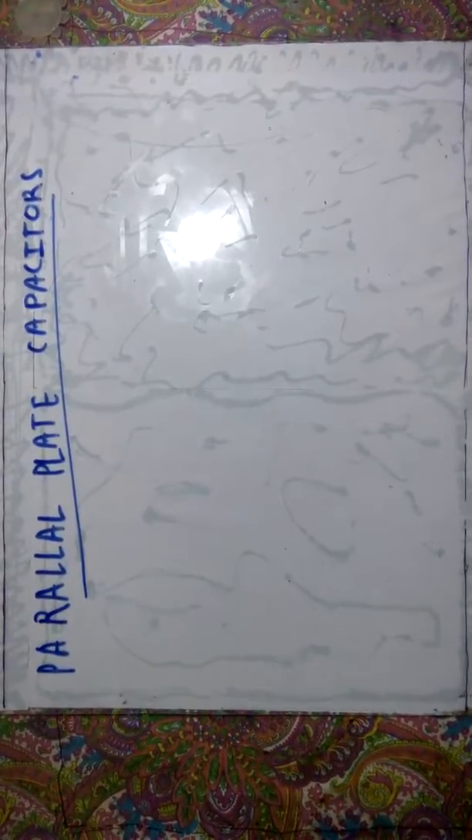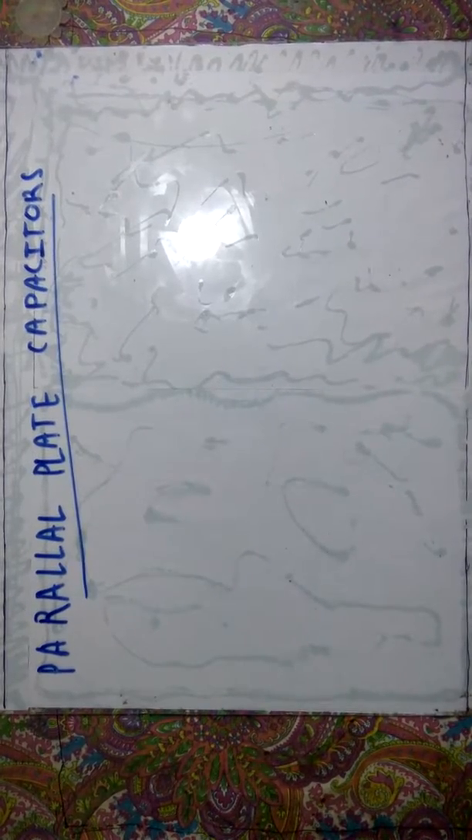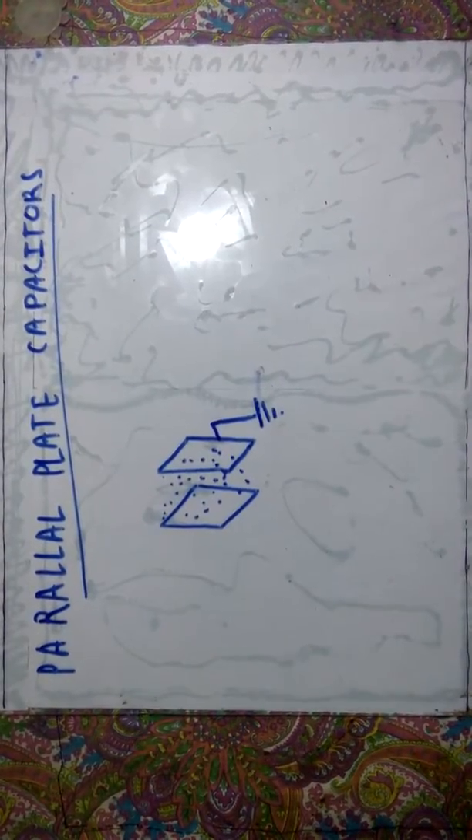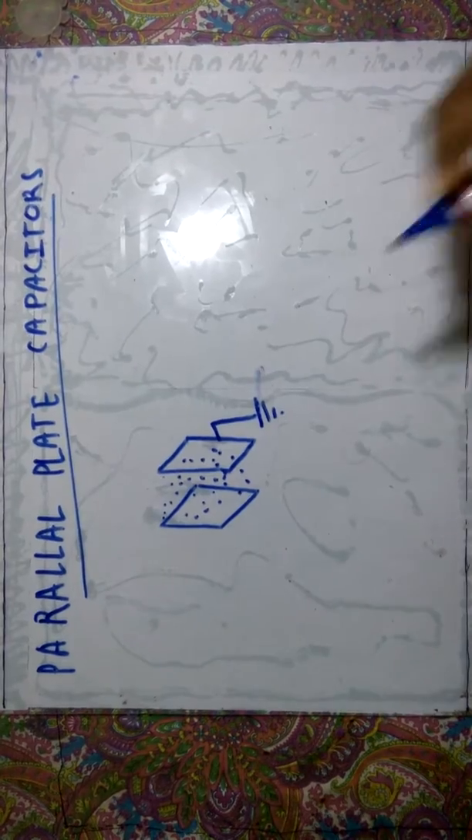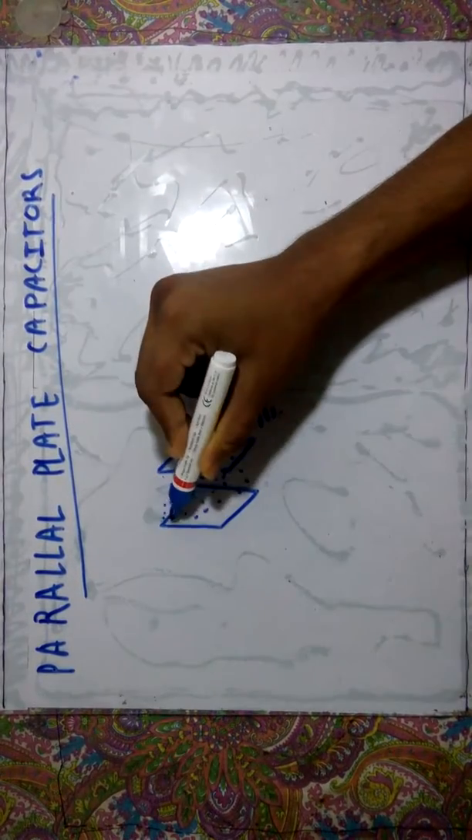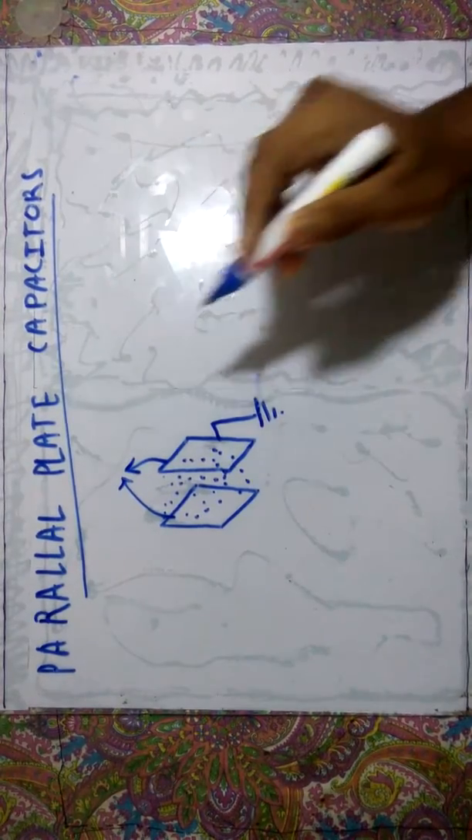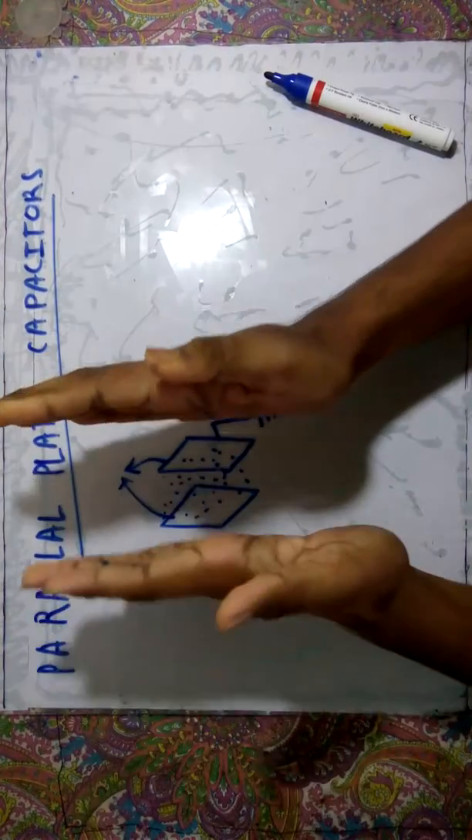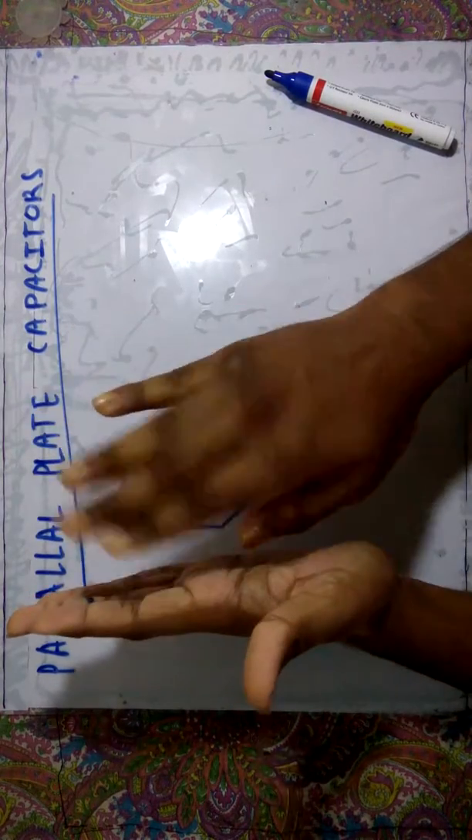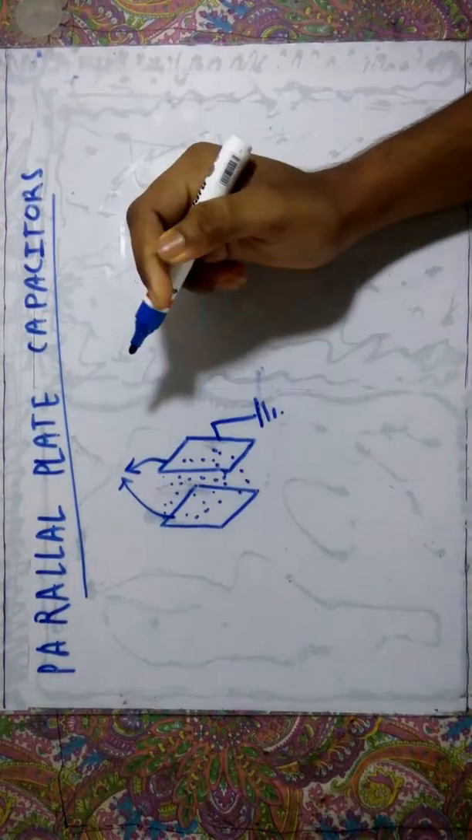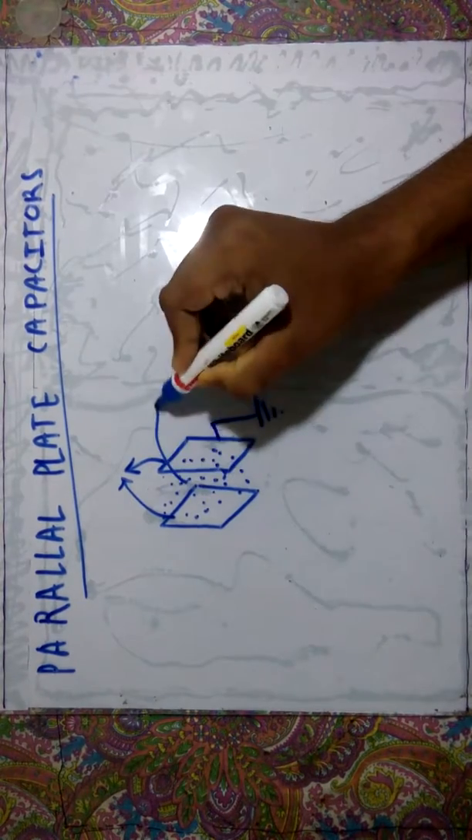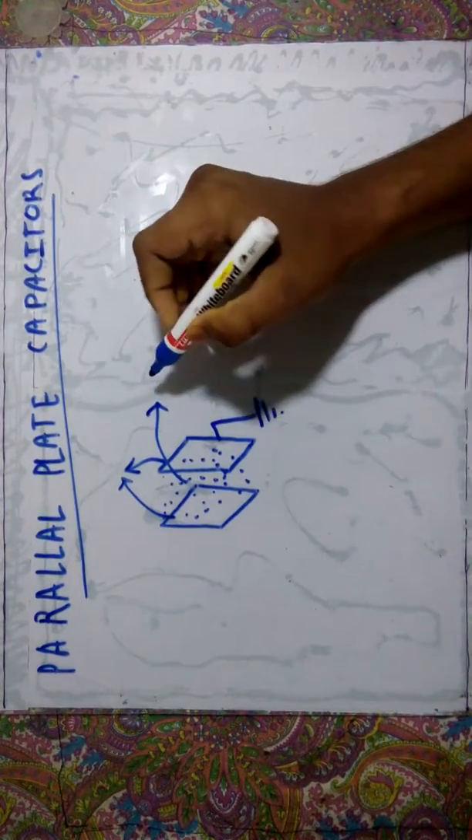Well friends, today's topic is parallel plate capacitors. So have a quick look at what a parallel plate capacitor is. I have drawn a rough sketch of a parallel plate capacitor. You can see these are two plates which are parallel to each other, and between them there is a medium with a high dielectric constant.